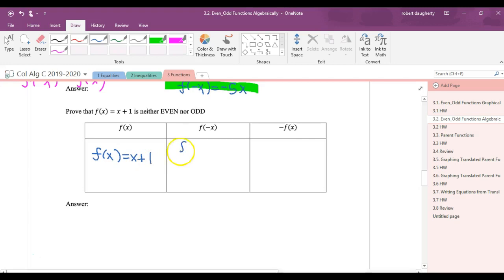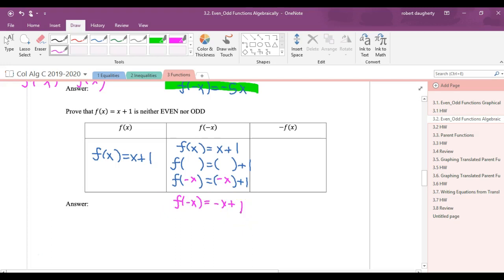Okay, so I'll copy this down again. f of x equals x plus 1. I will write it now by replacing all the x's with empty parentheses. Okay, so that tells me whatever you want to substitute into f, you have to substitute into these parentheses. So now I know that f of negative x is negative x plus 1. Okay, so this tells me that f of negative x equals negative x plus 1.